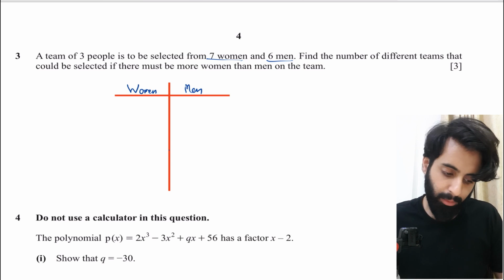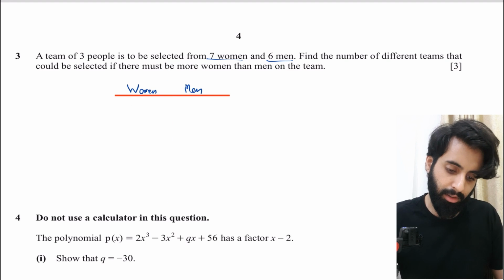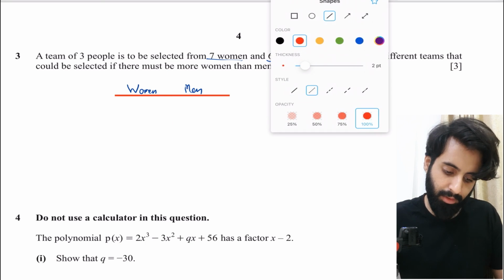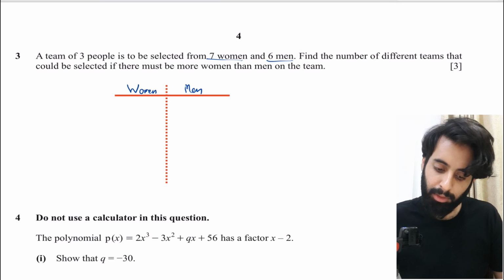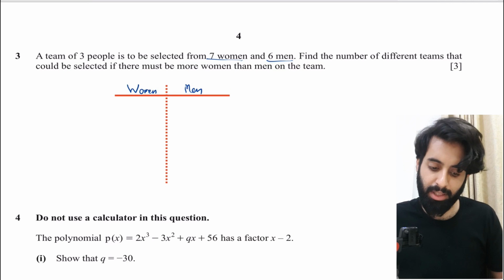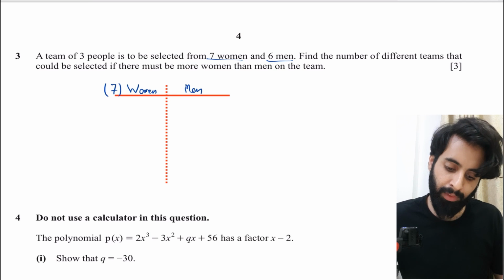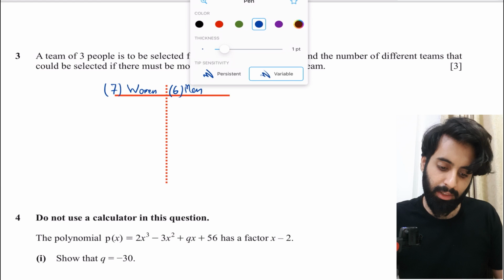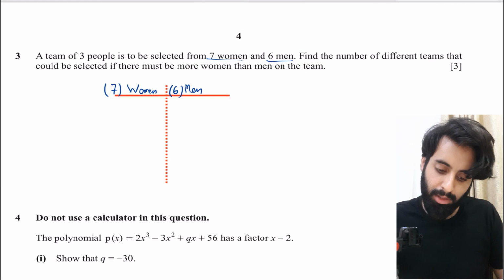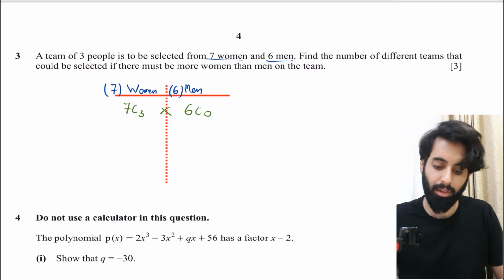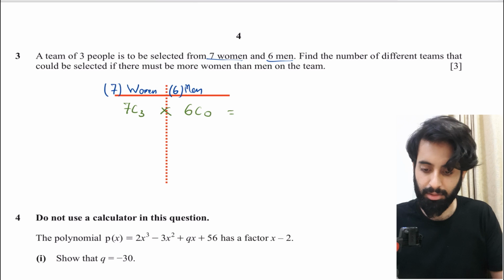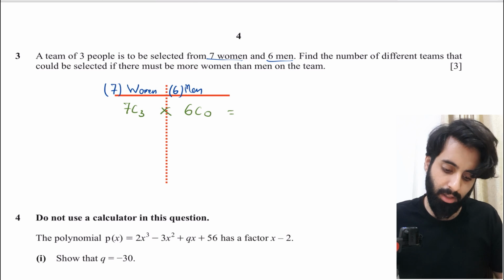In fact, what I'll do is make this line right here a dotted line. Not that it makes a difference, but it just looks nicer. So remember, you're selecting 3 people from 7 women and 6 men. So I'll write 7 here and 6 here so that I know exactly the number of people I have to choose from. One possibility could be that all 3 of them happen to be women, and you're selecting essentially no men. Let's see how that works. 7C3, so that's equal to 35.